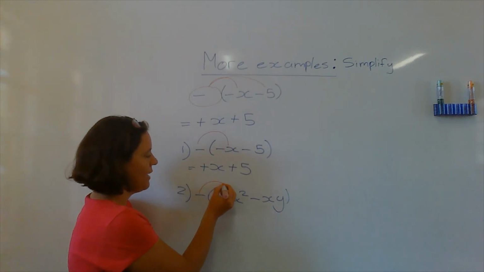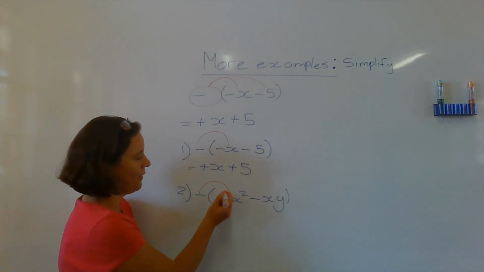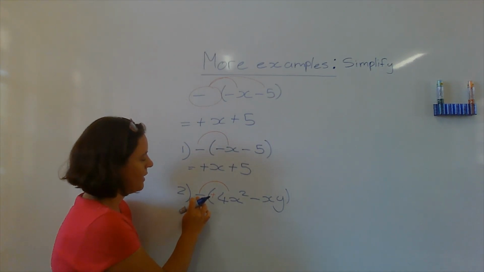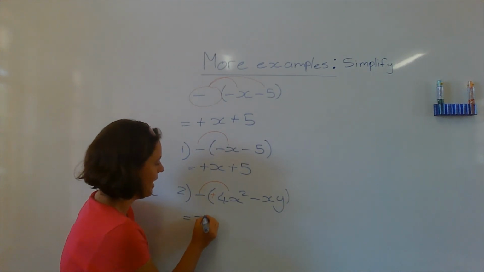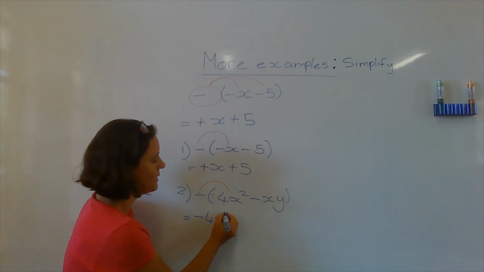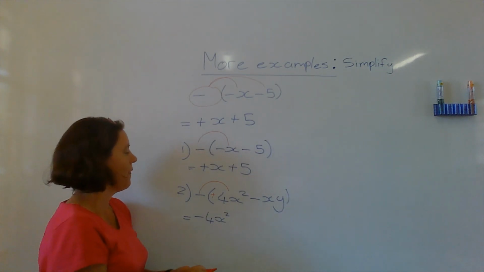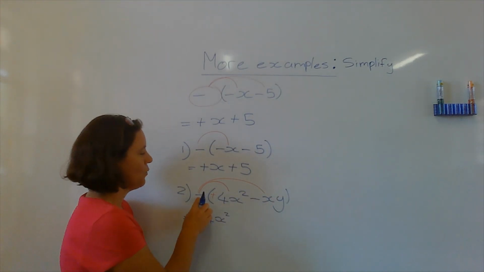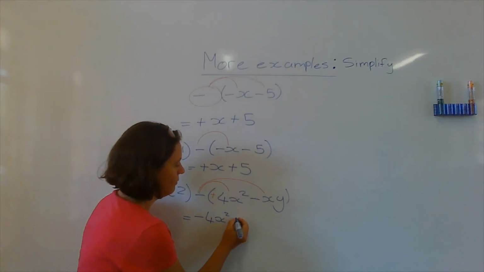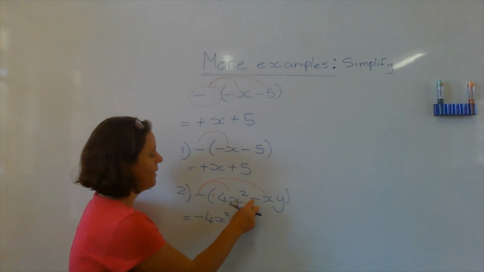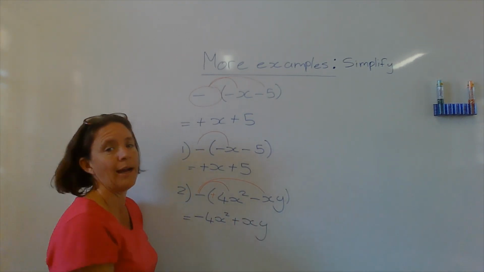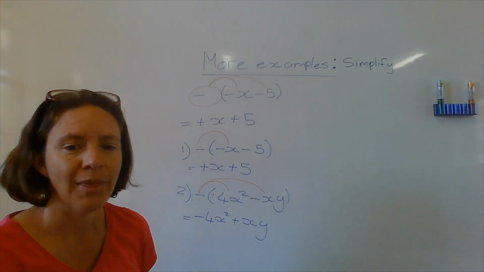So I take negative and I multiply it with my first term. Now there's no sign there, so we know it's positive. Positive times a negative gives me a negative, and 4x squared stays the same. Then negative times a negative xy. So negative times a negative gives me a positive, and xy stays the same. There we go.